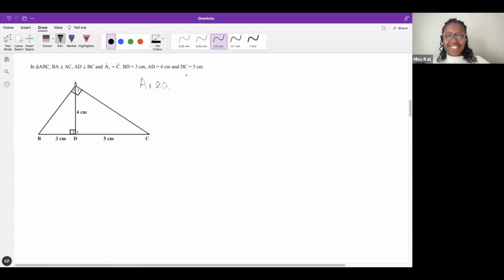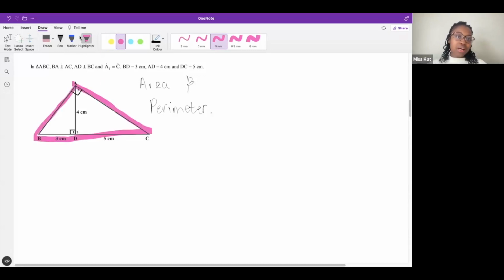Hi, Chichi. And perimeter of this triangle. Area and perimeter of the big triangle, ABC. Okay, ABC. That was lousy highlighting, but you guys get the point.